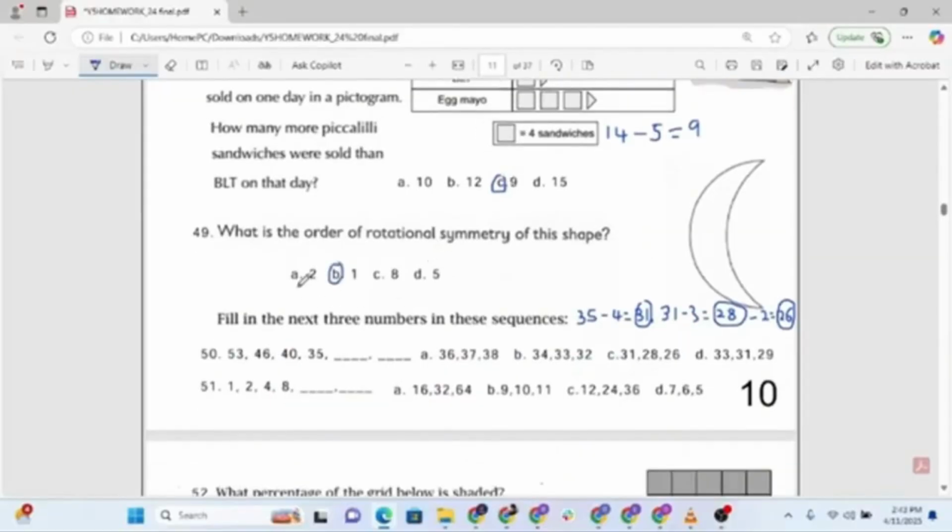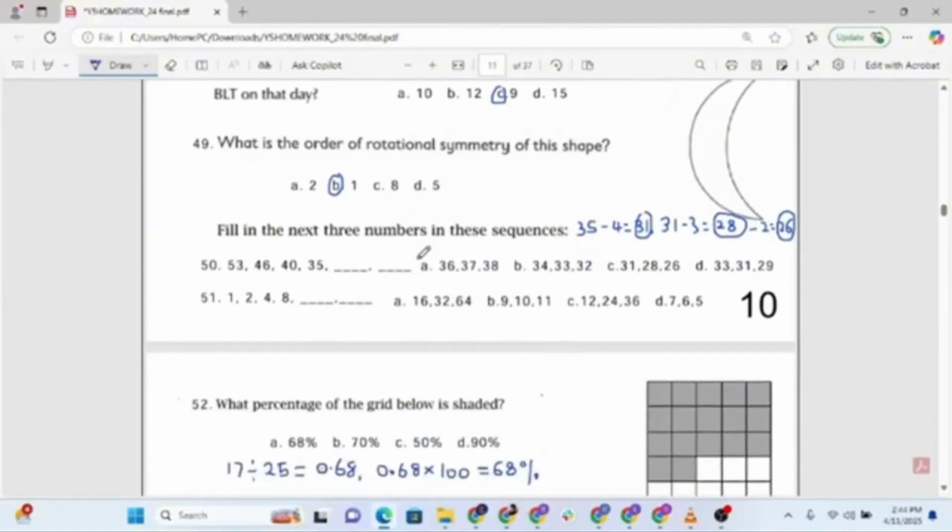Question 49. What is the order of rotational symmetry of this crescent shape? The correct answer is option B, 1. Explanation. A shape's order of rotational symmetry is how many times it matches itself during a full 360-degree rotation. This crescent shape only coincides with itself once, at the full 360-degree turn. Therefore, its order of rotational symmetry is 1.